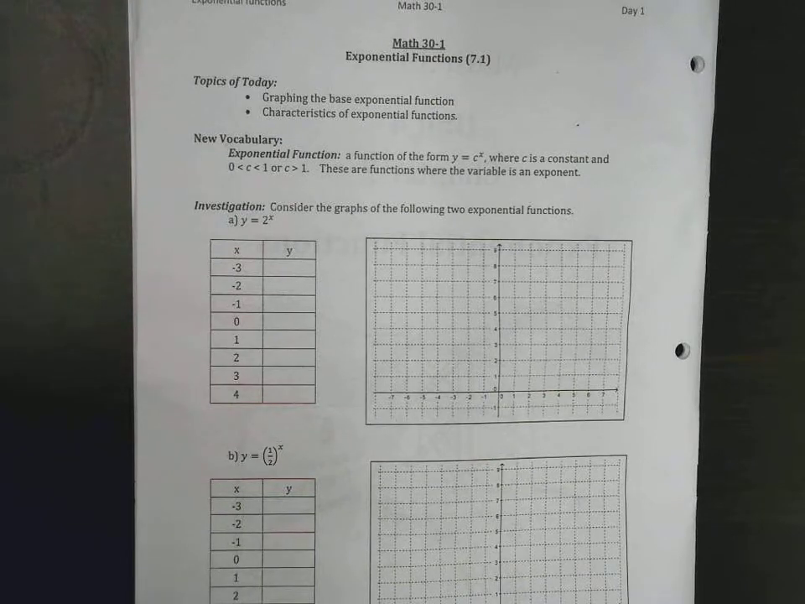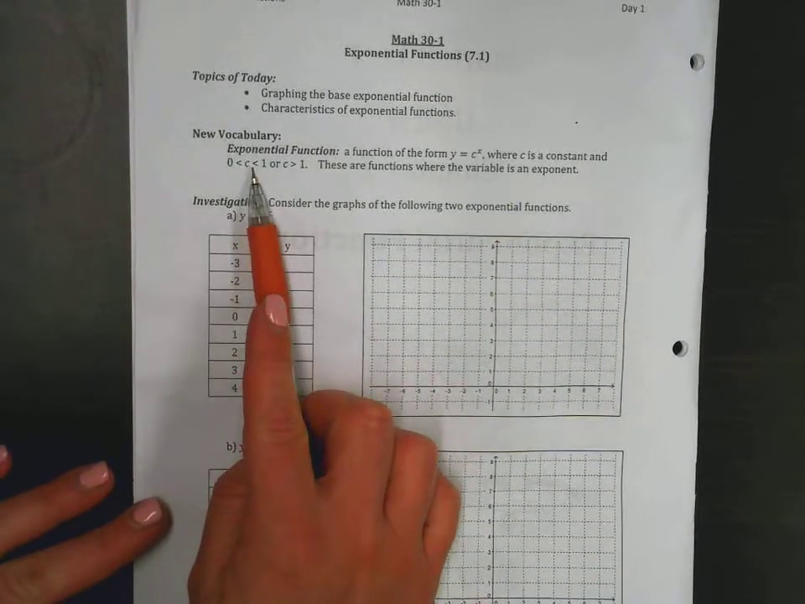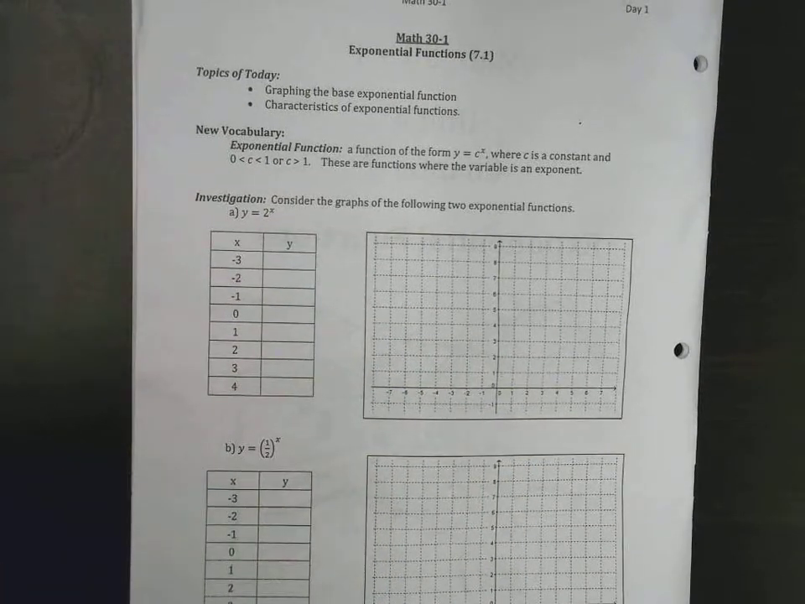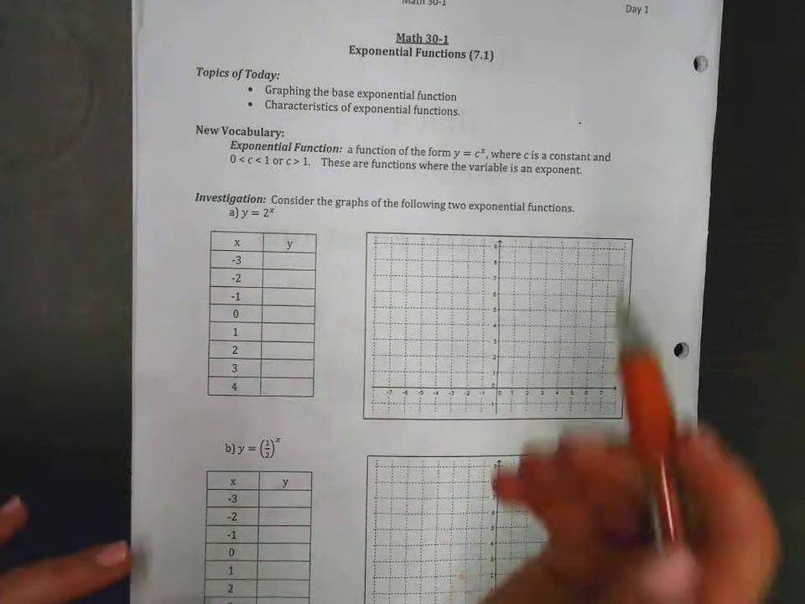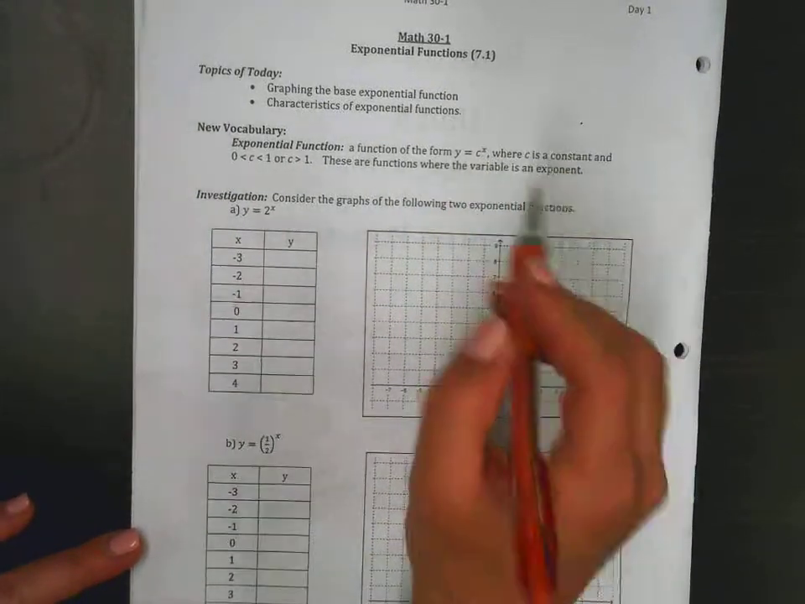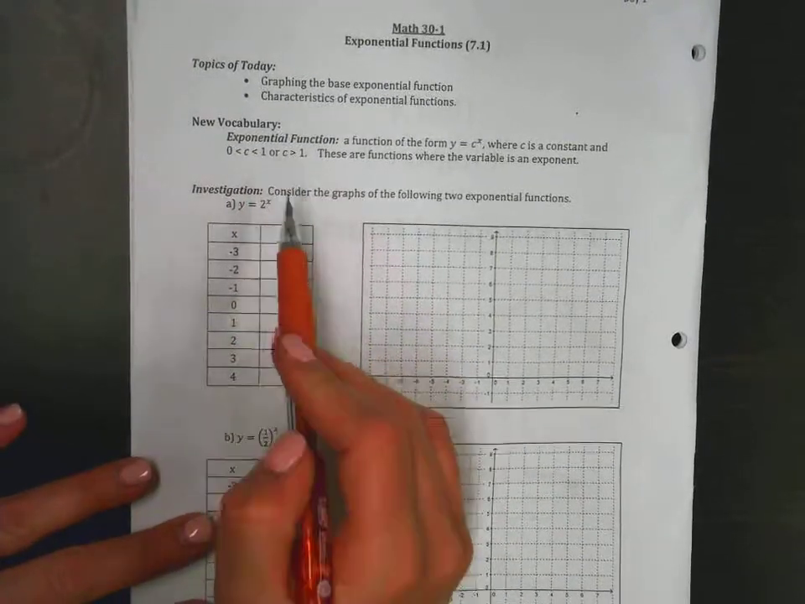So an exponential function is a function of the form y equals c to the power of x, where c is a constant, and where c has to be greater than 0 and less than 1, or c has to be greater than 1. These are functions where the variable is the exponent. So the unknown, your x value, is always in the exponent. We're going to look at two types of exponential functions. The first one is when our c value is greater than 1.